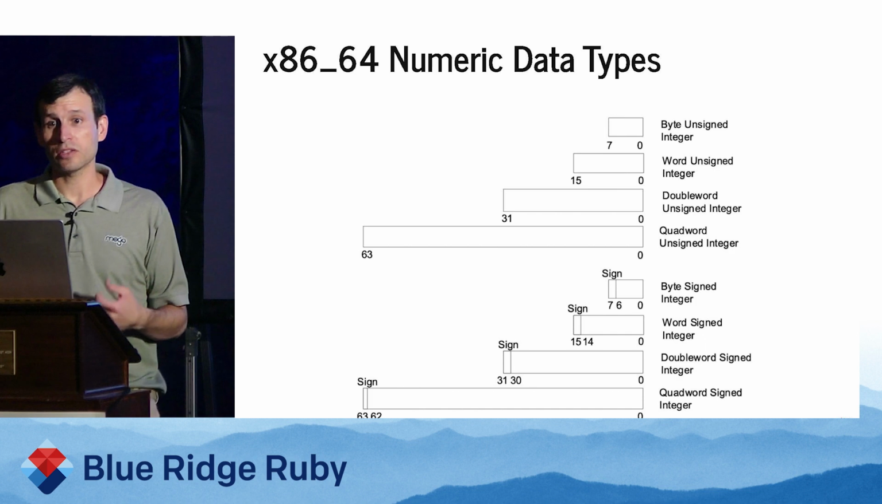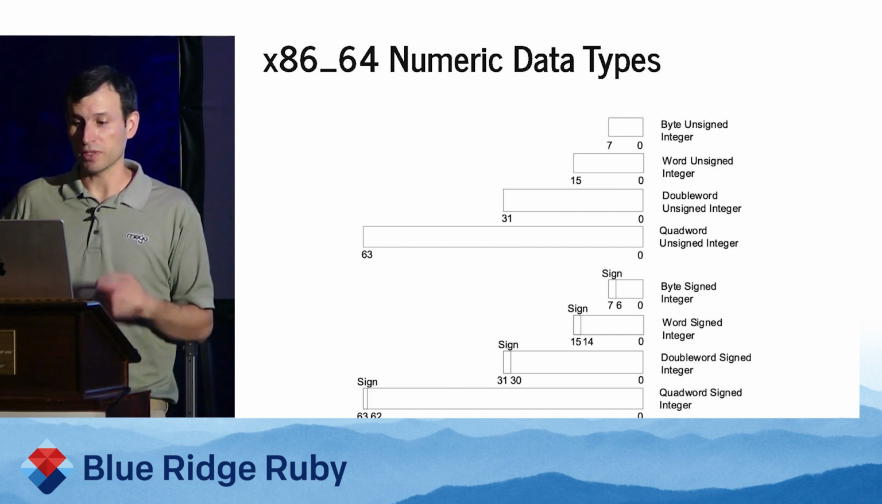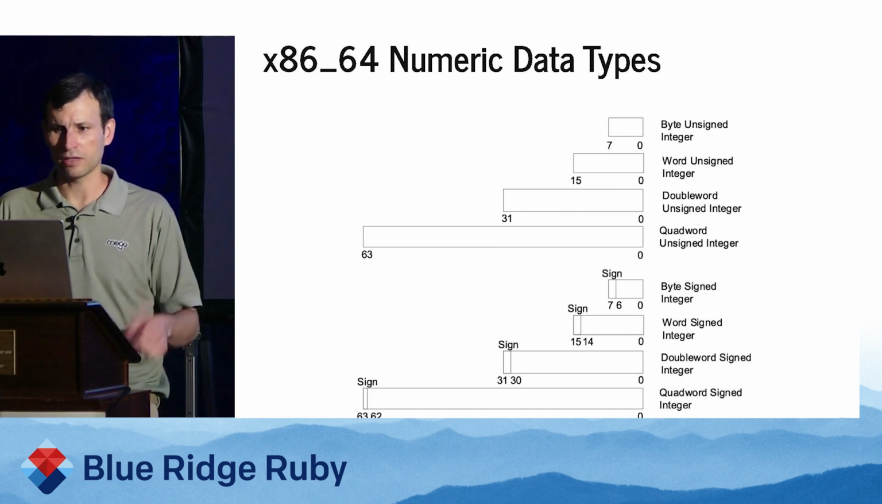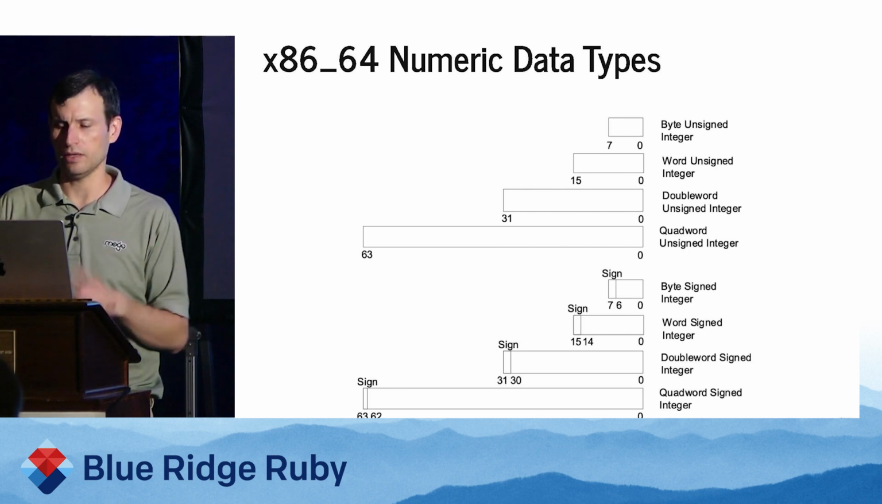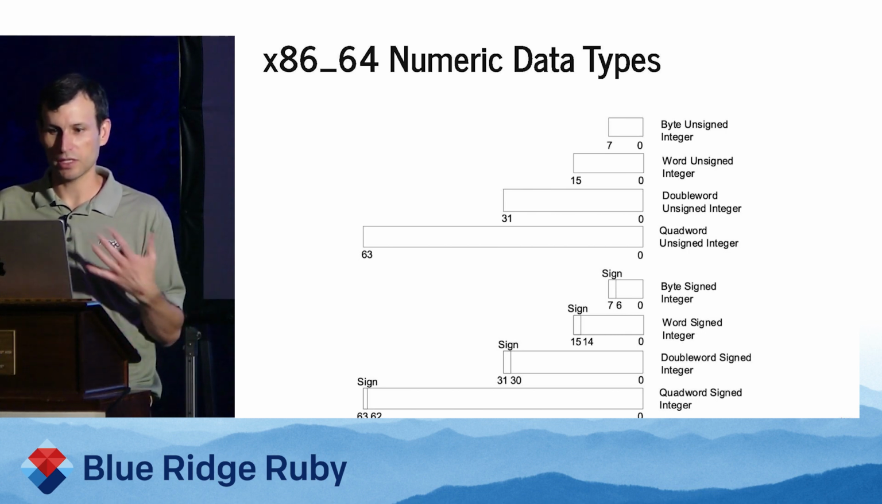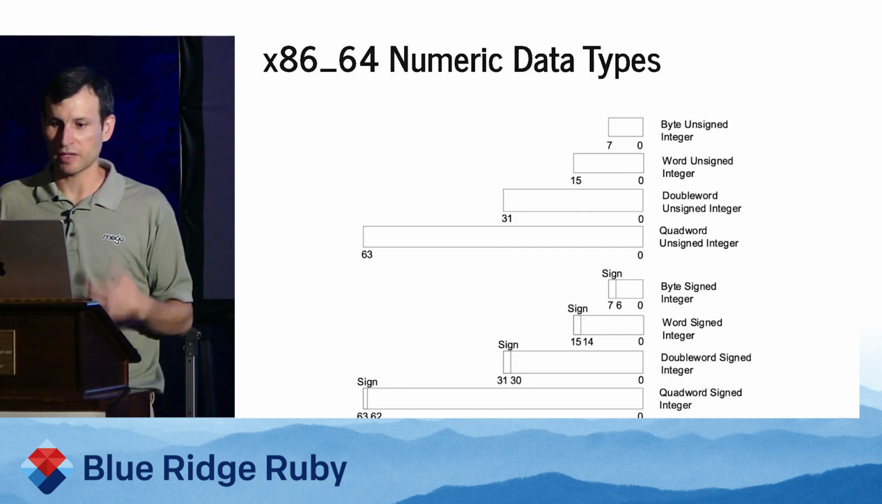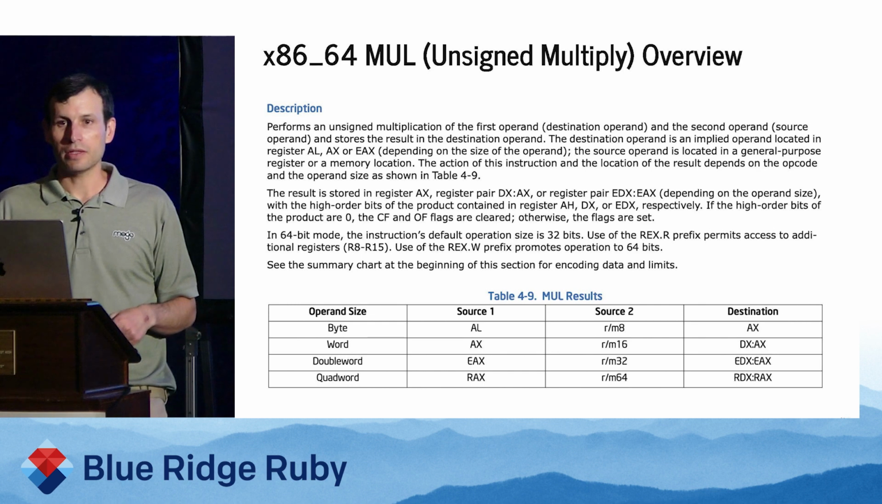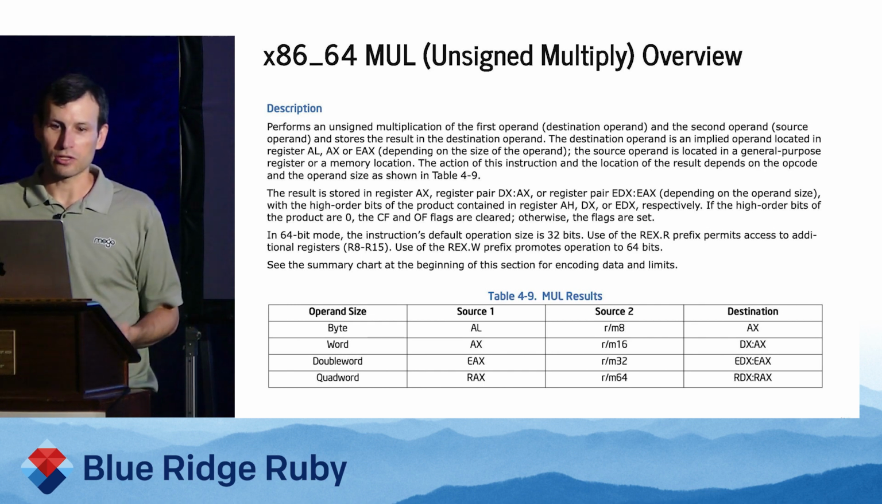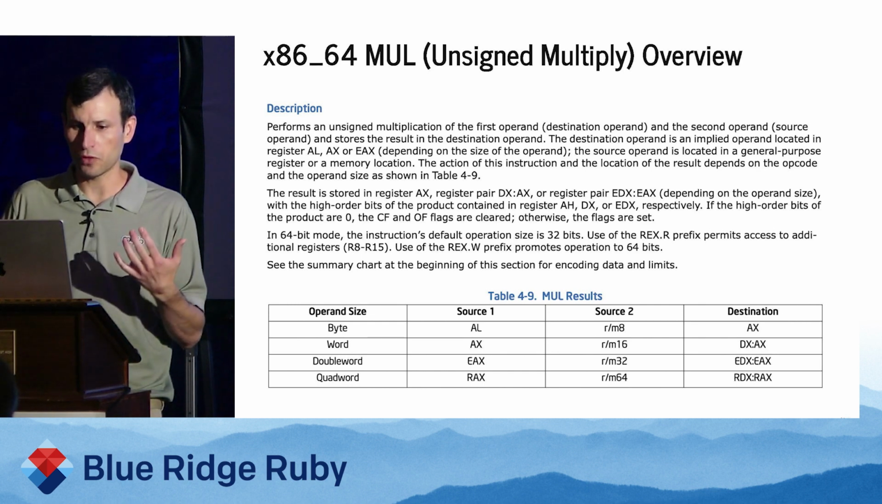Your ISA will also define the data types the CPU supports and how you represent those in memory. So here, all these are being taken from the Intel architecture guide. It's an incredibly rich resource, and it's surprisingly accessible. So here we can see the integer data types. And then it gives you detailed information on each instruction. So this is an overview for the multiply instruction.